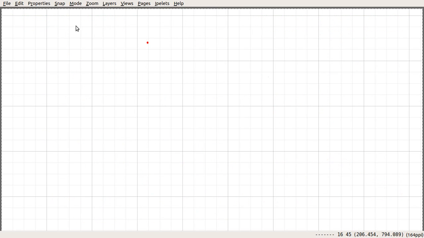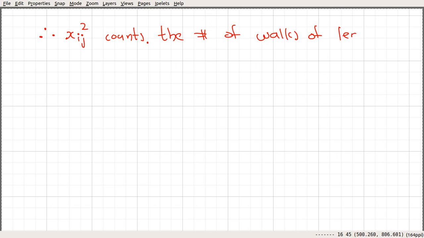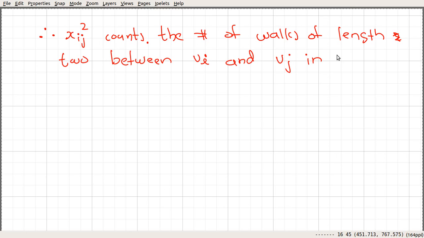So let me write down what I said. This particular thing, xij squared, counts the number of walks of length 2 between vertex Vi and Vj in our graph G.